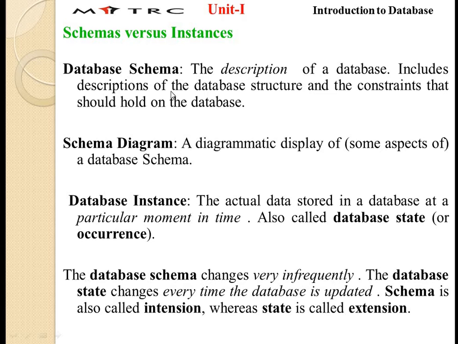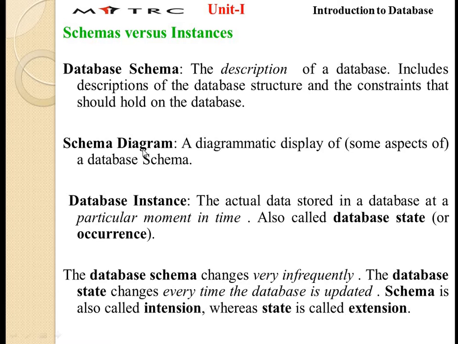When we talk about the database schema, that means it is the description of the database, and it includes the description of database structure and the constraints that should hold on the database. So database schema is actually the description of the database, including the description of database structure and the constraints that should hold on the database. This is the simple definition that describes the database schema.